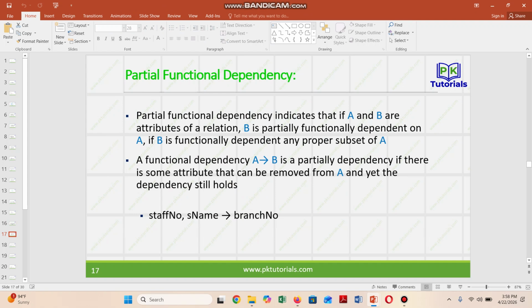So if we have two fields here, and if we remove one of them, like if we remove name, it will still be functionally dependent. So this means partial functional dependency. Partial functional dependency indicates that if A and B are attributes of a relation, B is partially functionally dependent on A if B is functionally dependent on any proper subset of A.